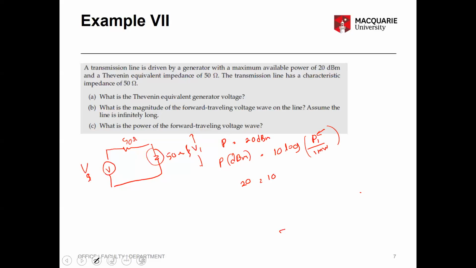If you want to find the power, log P1 is 2, so 10 to the power 2 equals P1. That means P1 is 100 milliwatts. The units are in milliwatts here because that's why it gets cancelled. This is something important to remember, to convert the power from milliwatts to the power in dBm.